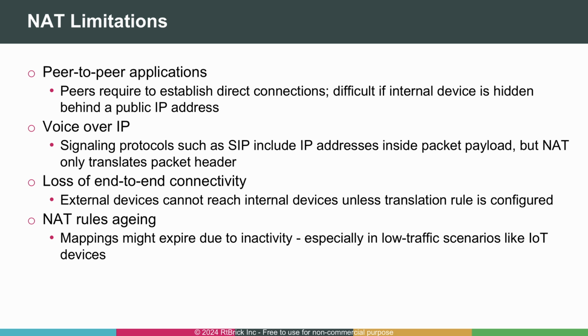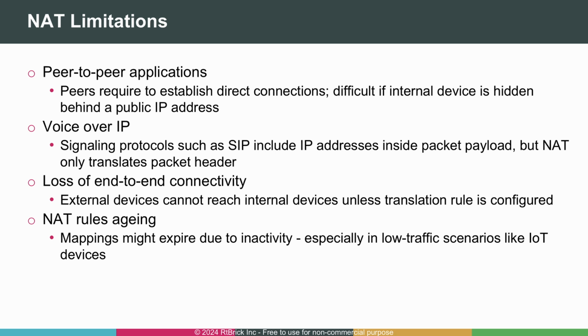Protocols like SIP, which is used in voice-over IP signaling, often include IP addresses and port numbers not only in the packet headers but also in the payload. Standard NAT devices only translate header fields, which can break these protocols. To handle this, firewalls or routers may implement application layer gateways, which inspect and modify application layer data. However, application layer gateways are often not present in basic NAT implementations and can introduce their own issues.